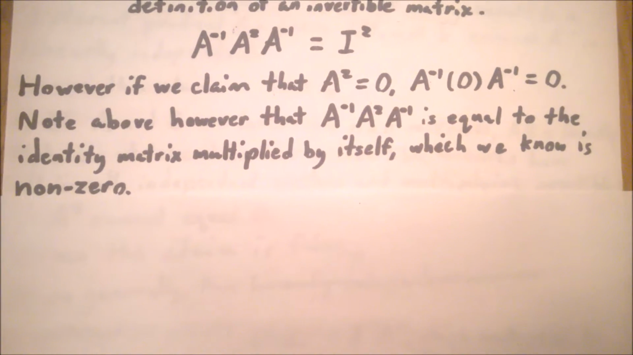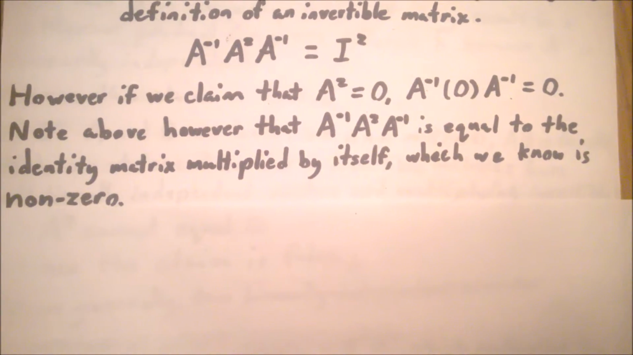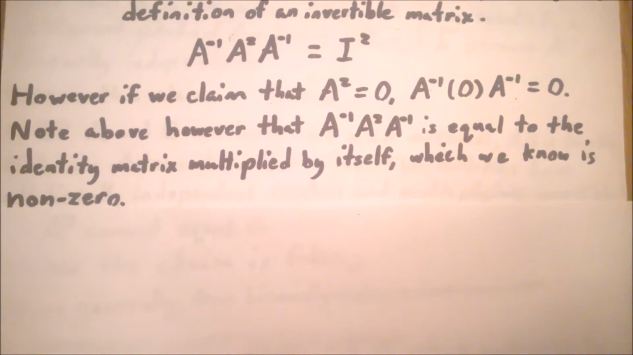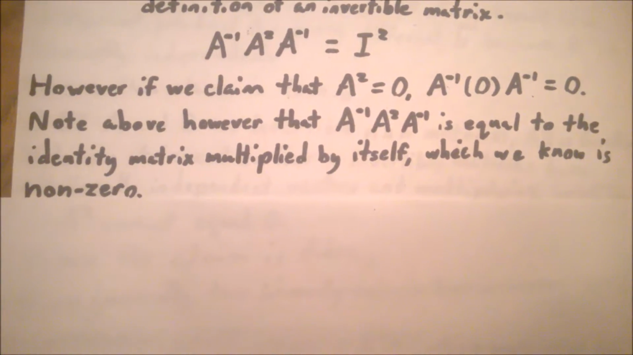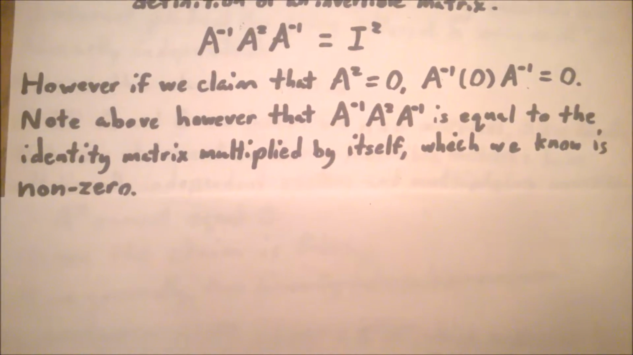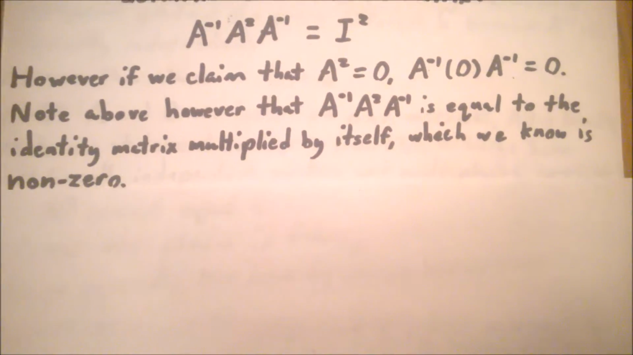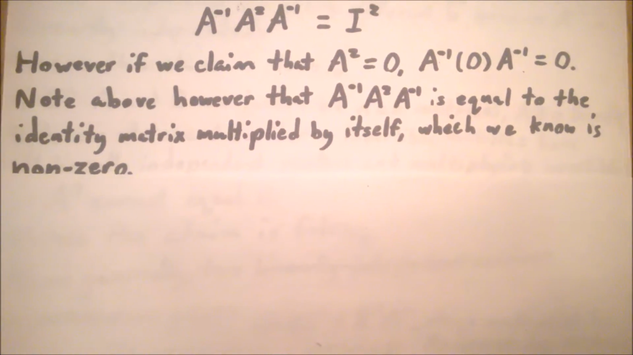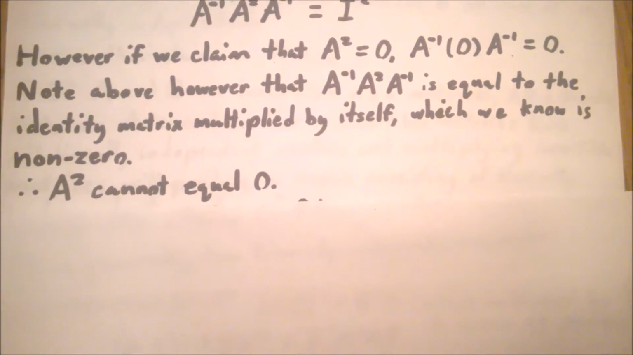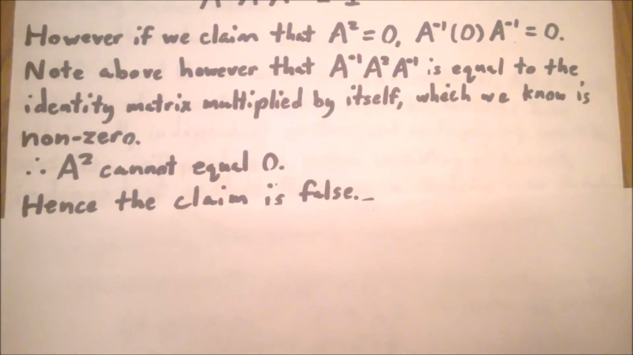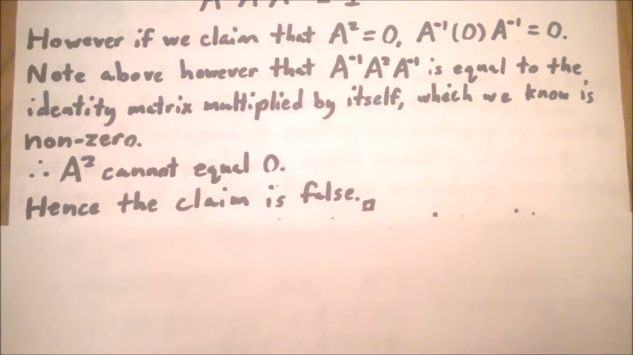But we know that for any invertible matrix, A inverse times A squared times A inverse is equal to the identity matrix squared. Therefore, we know that the matrix A times itself, so A squared, cannot equal 0. So here we can find that this claim is false.